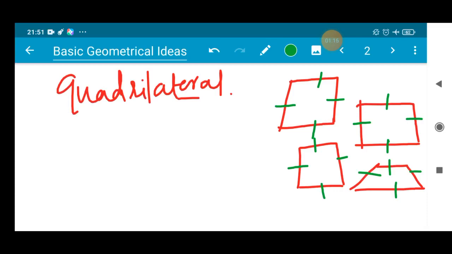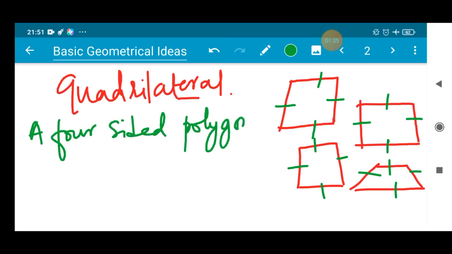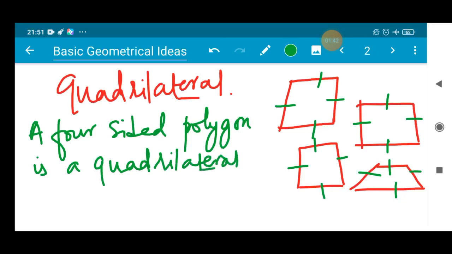If a polygon, a closed figure, is composed of 4 line segments, right, then we will consider it a quadrilateral. So a 4-sided polygon, a closed figure, is a quadrilateral. Is it a curve? Yes, of course it is a curve, because there is a bend or change in the line segment, a change in position, right? So it is a quadrilateral.